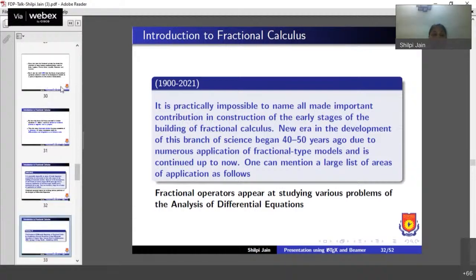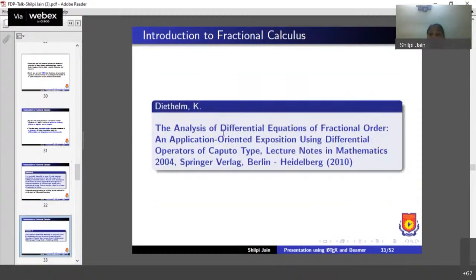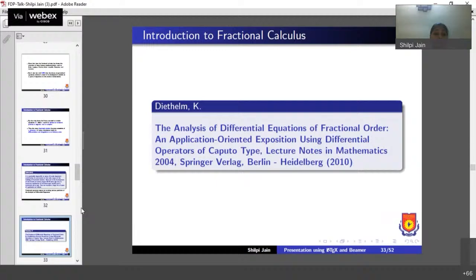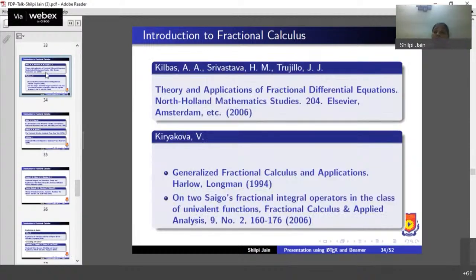The first is given by Diethelm, The Analysis of Fractional Differential Equations, an application-oriented exposition using differential operators of Caputo type, Lecture Notes in Mathematics 2004, published by Springer-Verlag, Heidelberg in 2010. Another very important published work, Theory and Applications of Fractional Differential Equations, North-Holland Mathematics Studies 204, Elsevier, Amsterdam, published in 2006.